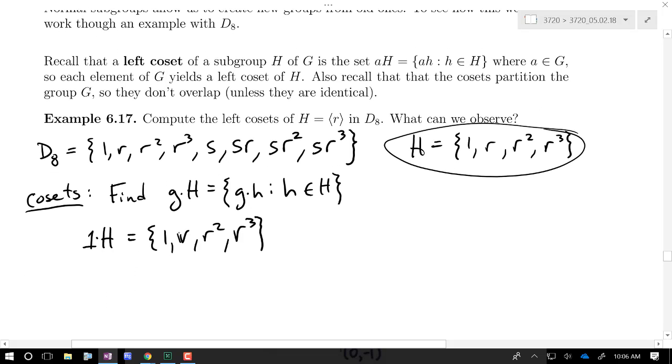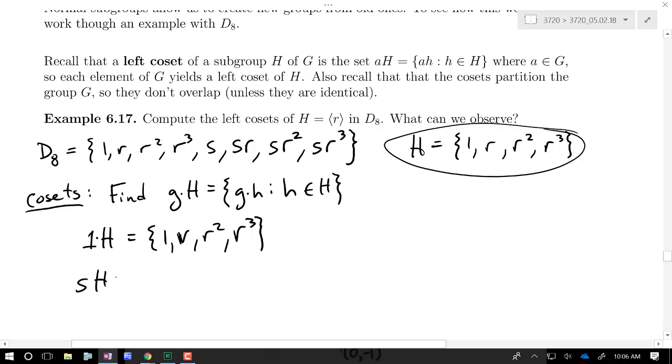Now, since we know that the cosets partition the group, there's no overlapping. I don't have to find the R coset. If I find the R coset, I know I'm going to generate this. I don't have to find the R squared coset. They don't overlap unless they're identical. So what's the next coset I should try to find? The S coset. Just pick an element that's not already in that one and start again.